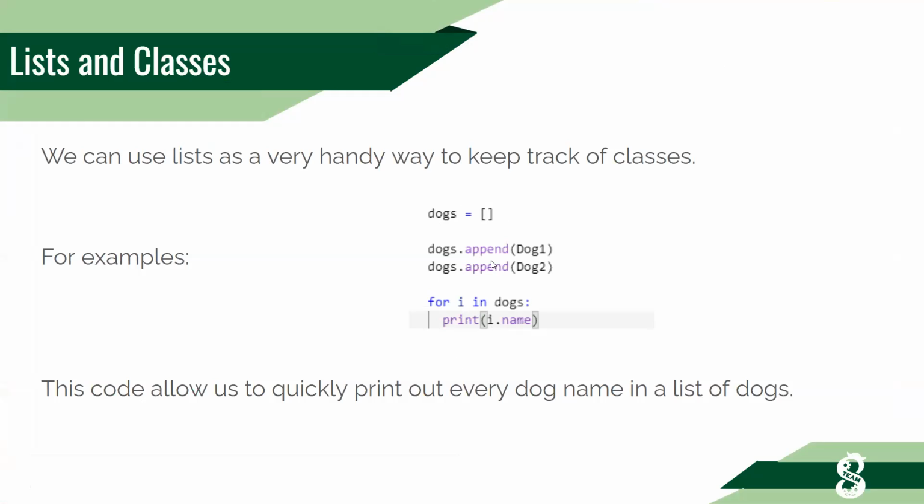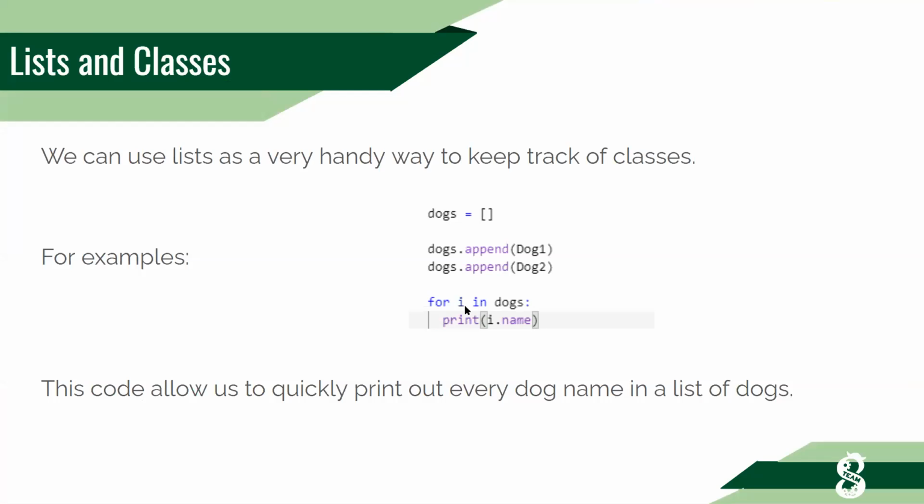Okay, so let's break this down. Dogs is a list, okay? We add on dog1 to the end, add on dog2 to the end. So now it has dog1 and dog2 in the list. Then it goes for i in dogs, print i.name. So it goes, okay, i in dogs. What does that mean? Let's start looking at dogs.